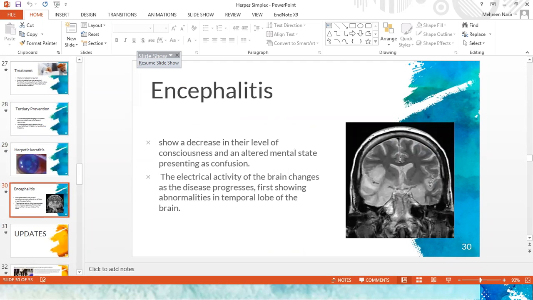Encephalitis is also a rare complication which shows decrease in the level of consciousness and altered mental state presenting as confusion. The electrical activity of the brain changes as the disease progresses. First, it involves the temporal lobe, then it involves the other temporal lobe, and there is change in the electrical activities. CT scan and MRI also show change at the temporal lobe of the brain. And the mortality due to encephalitis is high if it develops.